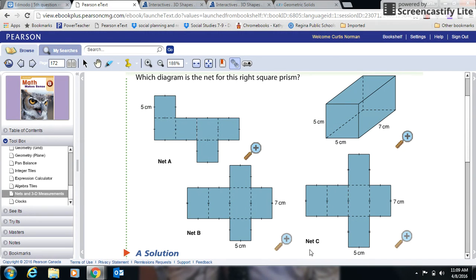Well, obviously, net C is not a square prism because there are no squares. It's made up of 6 rectangles. So that one's out. So now it's between B and A. And remember, only one of these is the right answer. So we're looking for a prism. Definition of a prism: two identical congruent sides surrounded by some rectangles, same size rectangles. So in this case, it would have to be B.